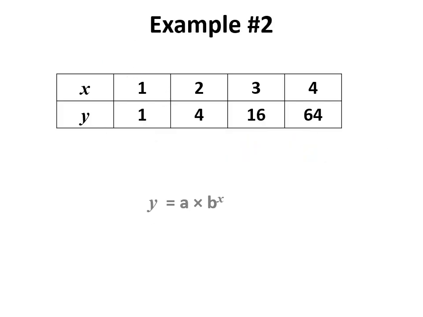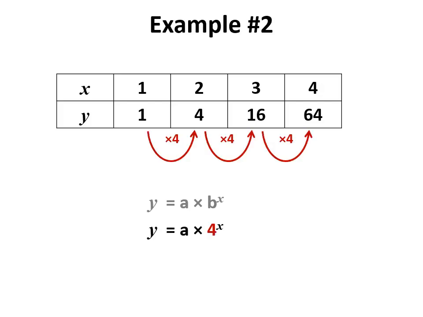Do it again, it's the same every time. So this is going up in multiples of 4, so the base is 4. But 4 to the 1 is 4, not 1. If we go back, we see we need a correction factor of a quarter, because a quarter times 4 to the 1 is 1.